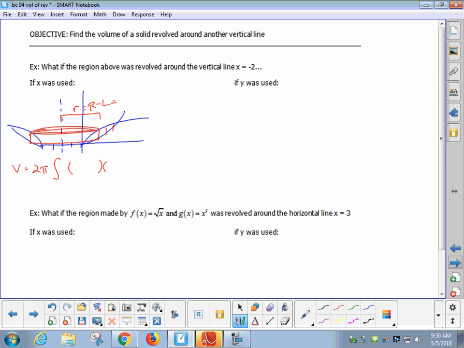Okay. Do calculate an answer, please, so you can verify numerically your responses come out the same. Although the integral setup should be different, the volume should be the same.